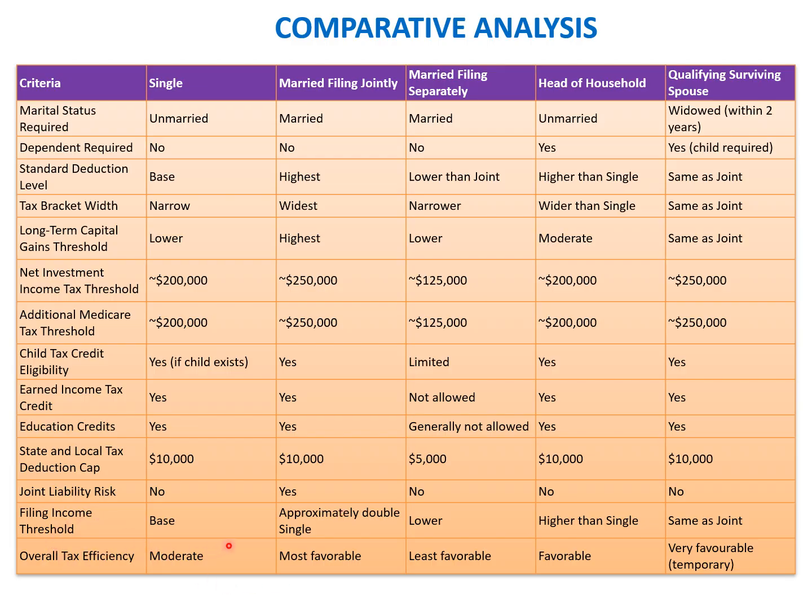Filing income threshold is the base for a single. It's approximately double the single for joint, and then definitely the same as that of joint for the qualifying surviving spouse. And overall tax efficiency is moderate for a single, and it's most favorable for married filing jointly and a qualifying surviving spouse. So again, we are going to talk about all these in great detail as we move forward, because each of these filing statuses has a separate tax planning altogether.